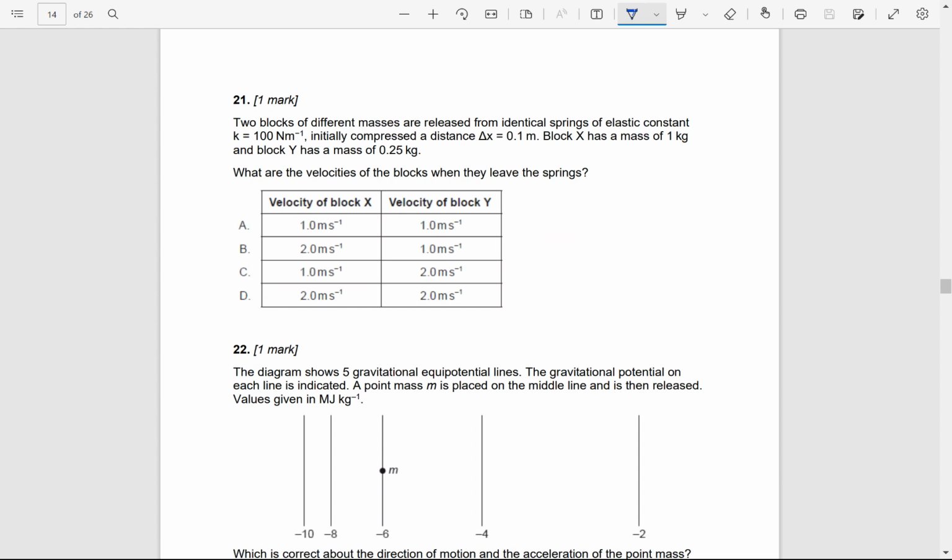For question 21, we're looking at the velocities of two blocks that are being extended. To link the velocity to elastic constant k, we need to use this, whereby the maximum kinetic energy will equal the maximum elastic potential energy. So I'm going to go ahead and rearrange for v squared.